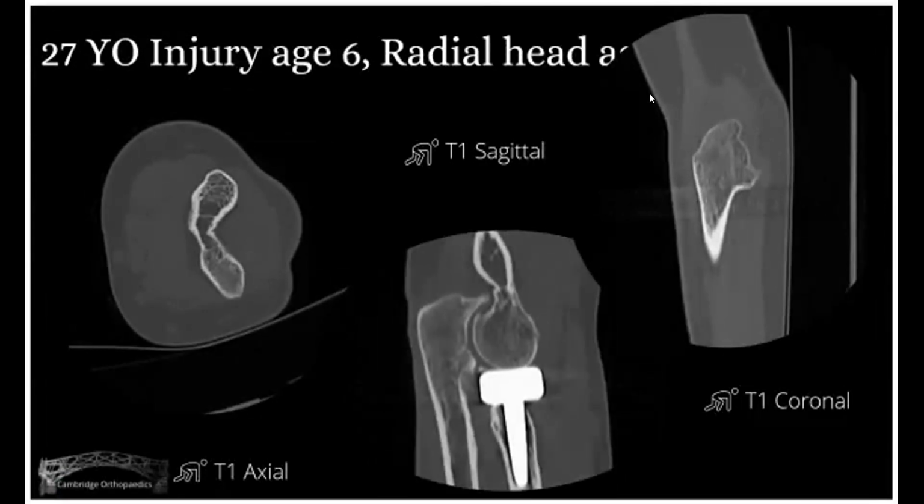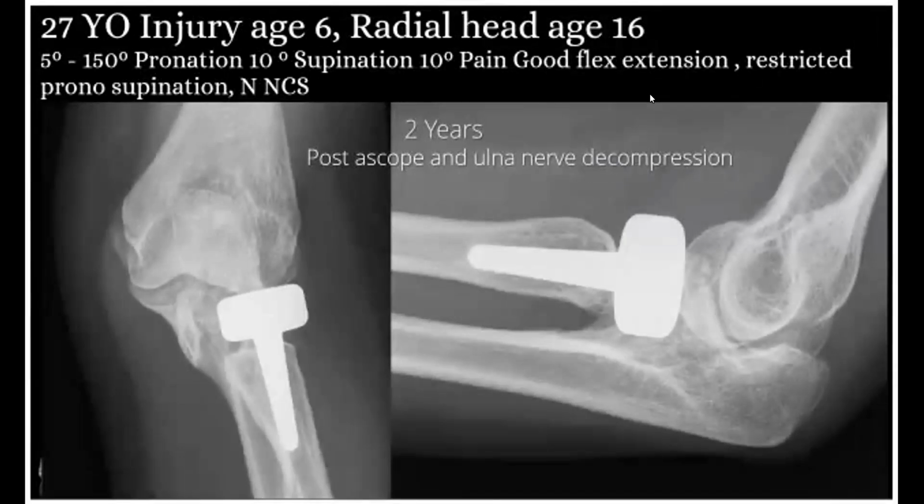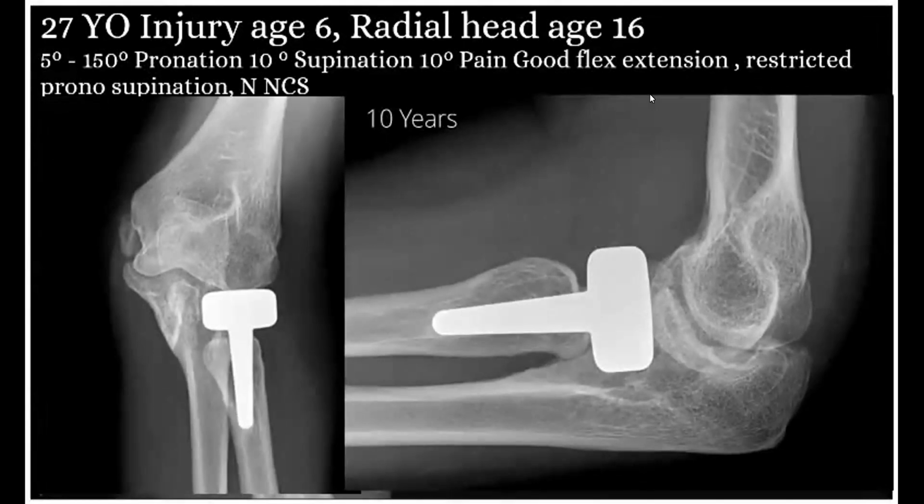And now we really are in the realm of arthritis and the treatment of arthritis more than the treatment of the radial head. She had an anterior capsular release. And here we see her radiographs 2 years post-arthroscopic debridement and ulnar nerve decompression and 10-year follow-up. She's now 37, but again not symptomatic to warrant any form of ulnar-humeral arthroplasty.